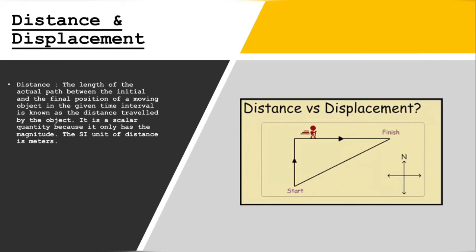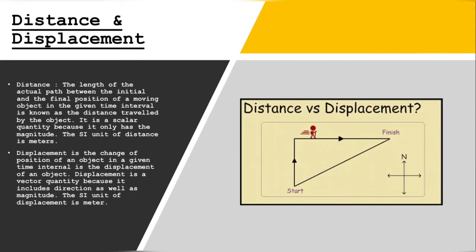It is a scalar quantity because it only has magnitude. Magnitude means the size. So kilometers, that's the size of the distance traveled by you. And the SI unit of distance is meters. SI unit, System of International Units.